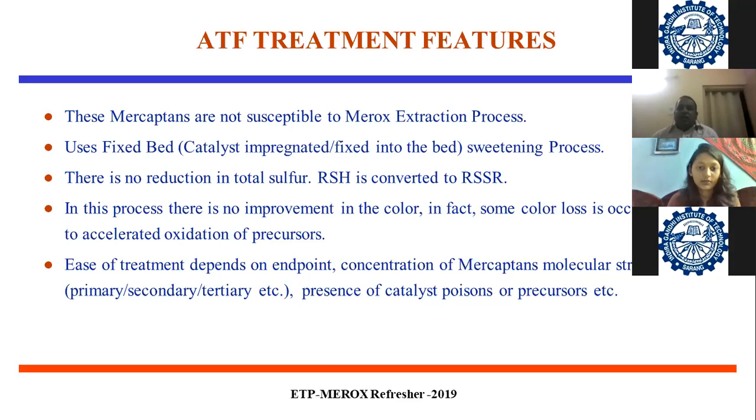Here, in the Merox or mercaptan oxidation process for ATF, there is no reduction of total sulfur. RSH is converted to RSSR. RSSR is less objectionable, but RSH is highly objectionable. So we have to convert it into disulfides, which are less objectionable and also less than 15 ppm.